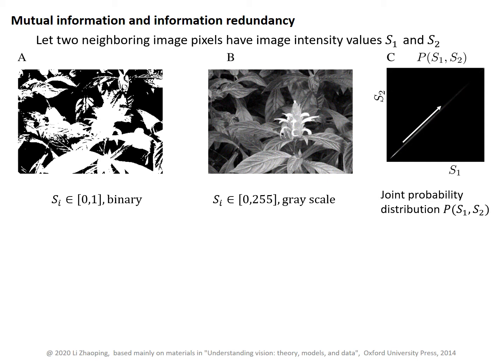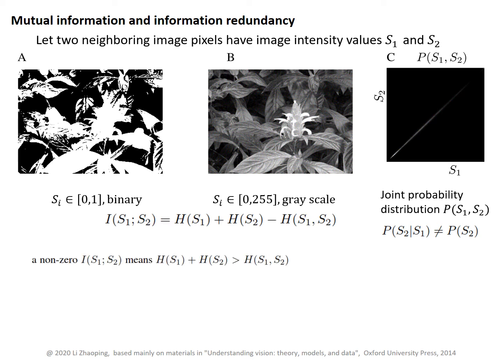Because two neighboring pixels are most likely to have the same or similar grayscale values, often they are both bright or both dark. Therefore, the conditional probability of S2 given S1 is very different from the marginal probability. And this is a hallmark of non-independence between two variables. And this is the mutual information between these two variables. And when this is non-zero, the summation of individual pixel entropies is larger than the joint entropy, such as the case in this example.